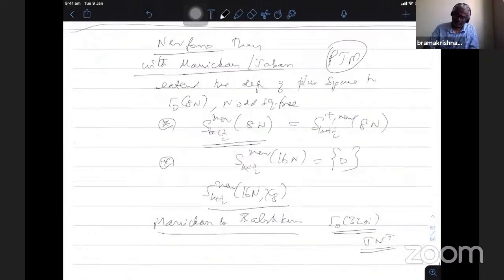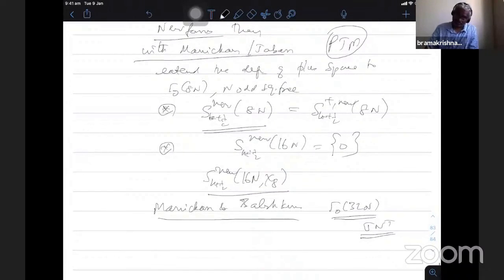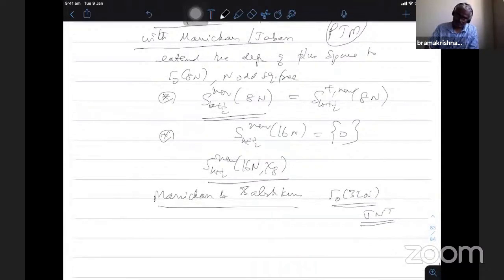I already mentioned the Shimura map extension to non-cusp forms by Manickam and Jagadisan. So this is about that.